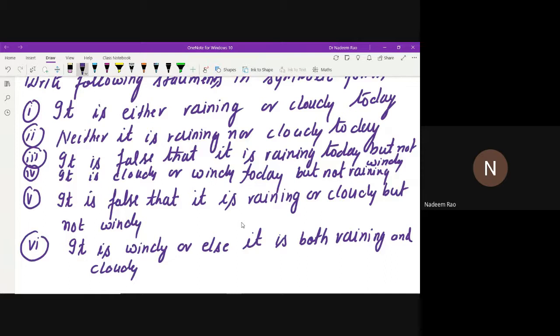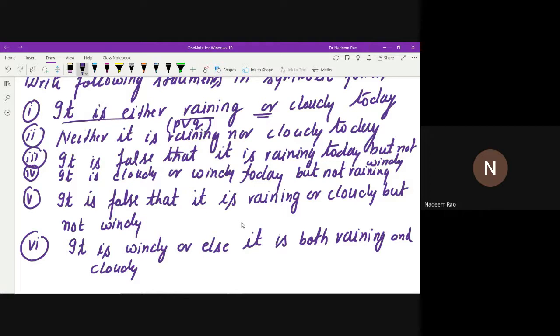So, guys, these are the statements. We need to convert them into symbolic representation. If we talk about the first one, it is either raining or cloudy. It is raining means P, and here is the or, so we use the disjunction, or it's cloudy today. So P or Q is the symbolic representation of this statement.